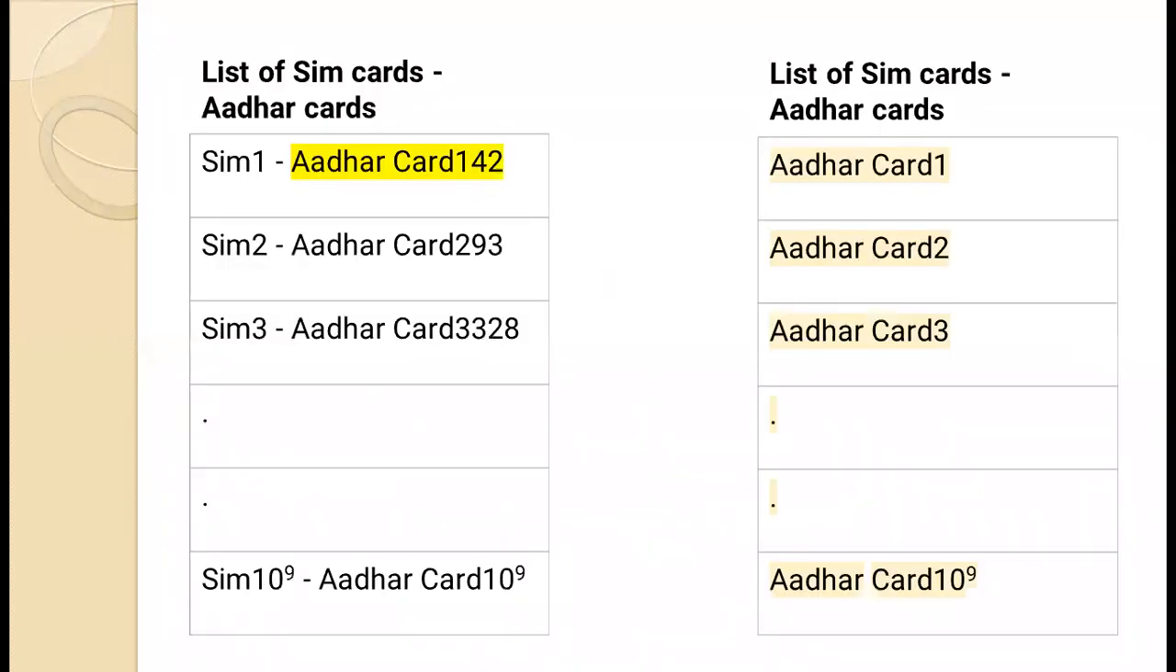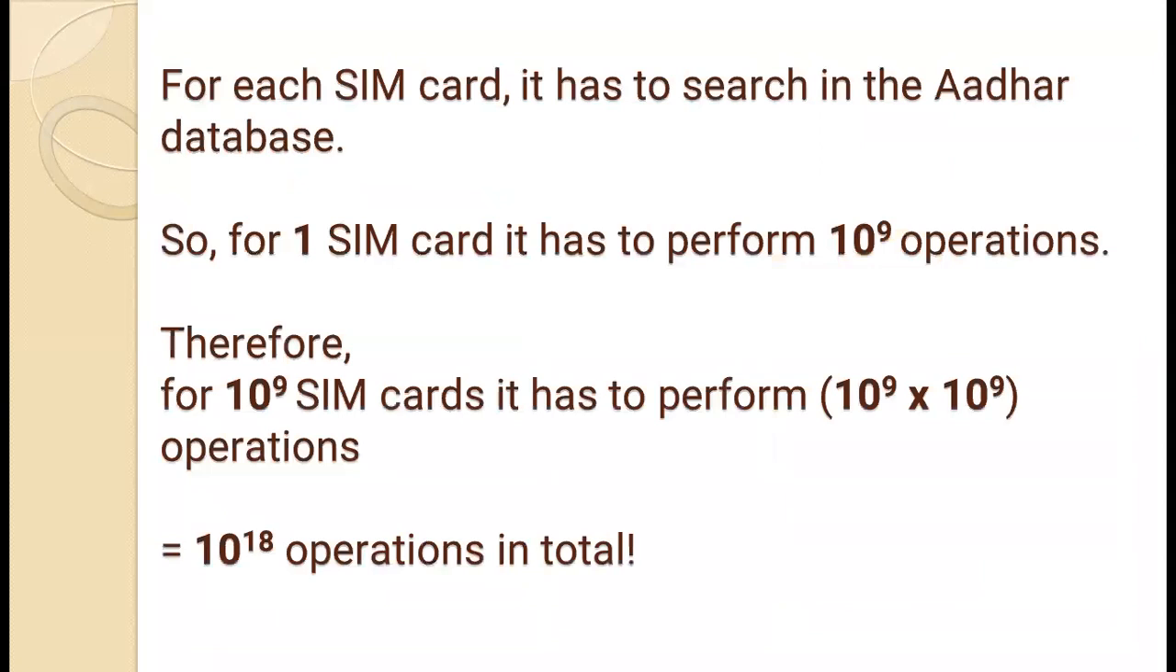Let's discuss. On your screen, you can see there are two blocks. The first block contains a SIM card user 1 whose Aadhaar card data is ending with 142. And in the right side block, you can see Aadhaar card data in increasing order. For each SIM card, it has to search in the Aadhaar card database, right? So for example, for the first SIM card, it has to perform 1 billion operations. Therefore, for 1 billion SIM cards, it has to perform 10 raised to 9 into 10 raised to 9, that's equivalent to 10 raised to 18 operations.